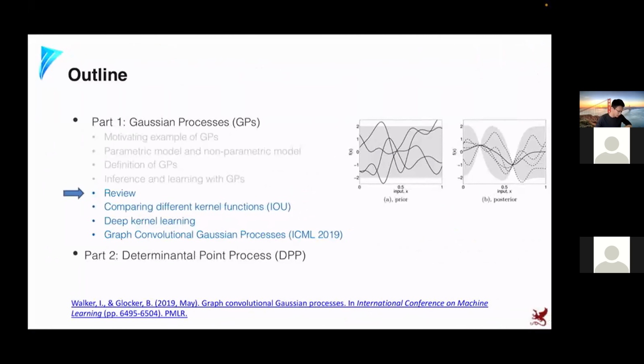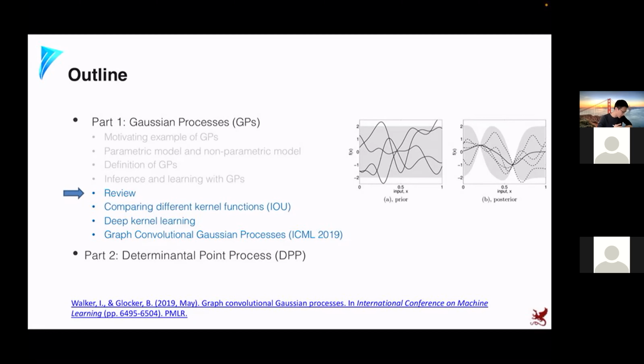So just from last time, we have covered motivating examples of Gaussian processes, and then we discussed the difference between parametric models and non-parametric models. We also talked about the definition of Gaussian processes, how we can do inference and learning with Gaussian processes. So for today, I'm going to start with two slides of review of what we have covered last time.